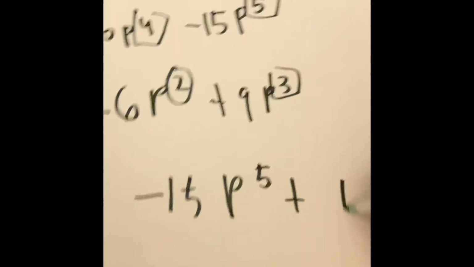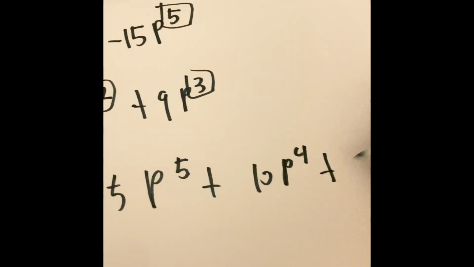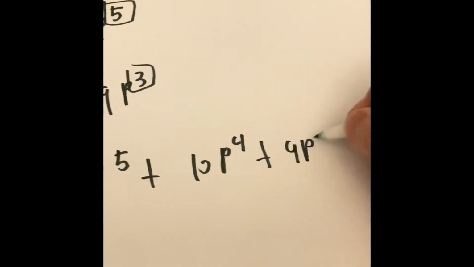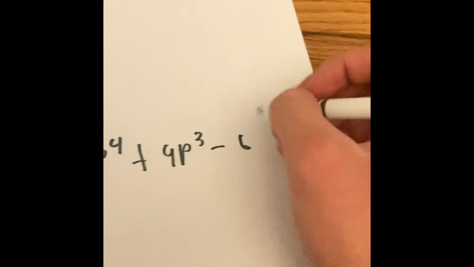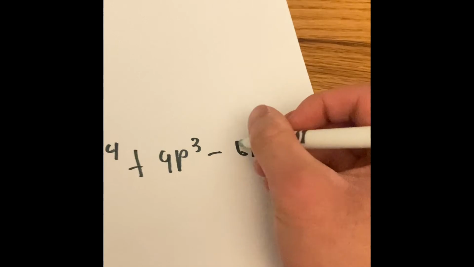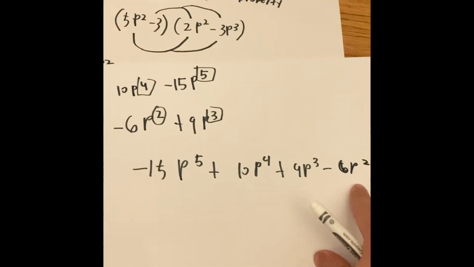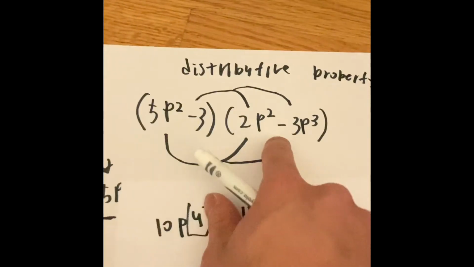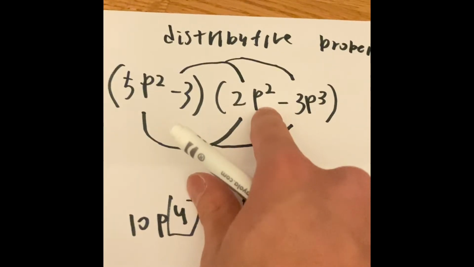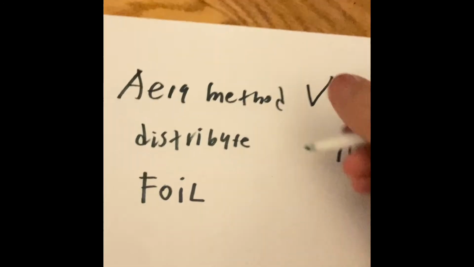Add that to 10p to the power of 4. Add that again to 9p to the power of 3. Then subtract 6p to the power of 2. That is going to be our new expression. And that is how we multiply with the distributive property. We use the distributive property with the two expressions. That is how we distribute.